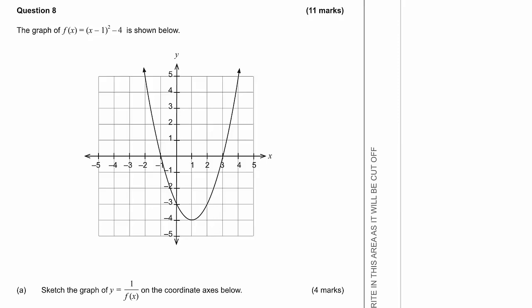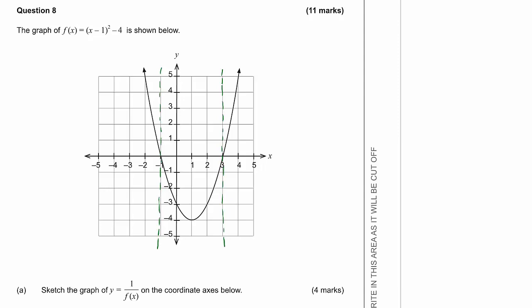The graph of f of x is (x minus 1) all squared, take away 4, shown below. First thing we want to do is sketch the graph of y equals 1 over f of x on the coordinate axes below. I'm going to do it on this set of axes. Every time f of x is 0, we're going to get an asymptote, because 1 over 0 obviously can't be done. So we'll get asymptotes there and there.